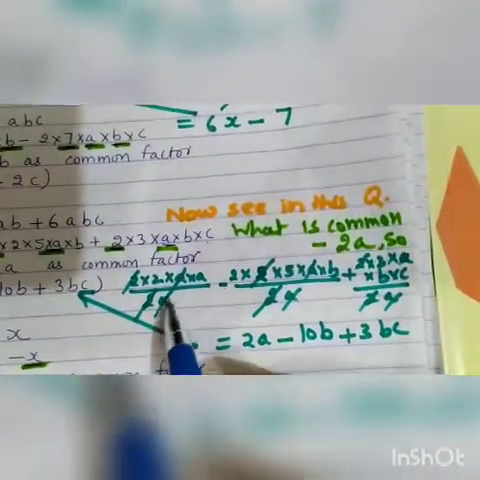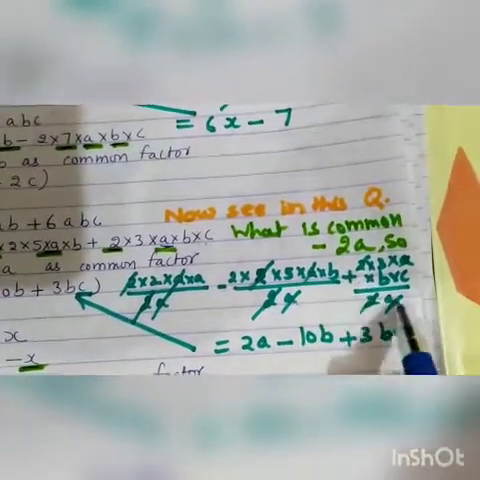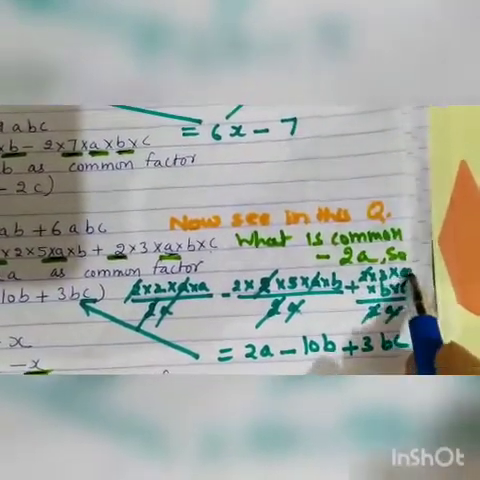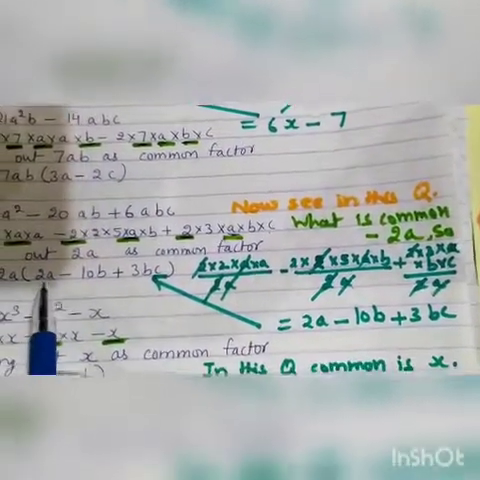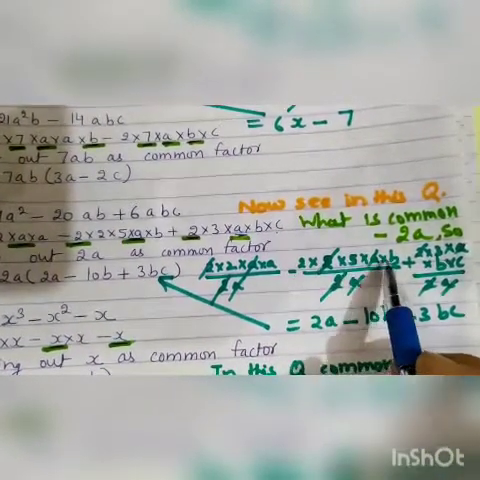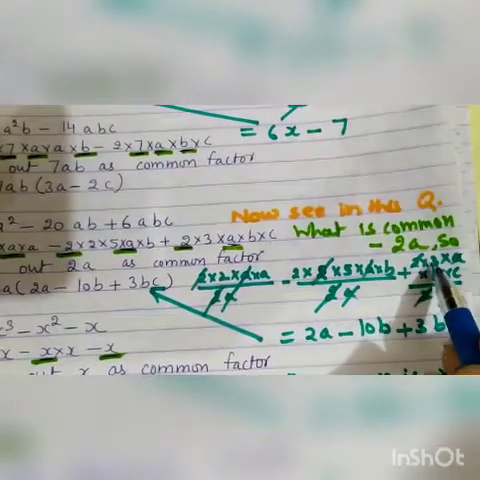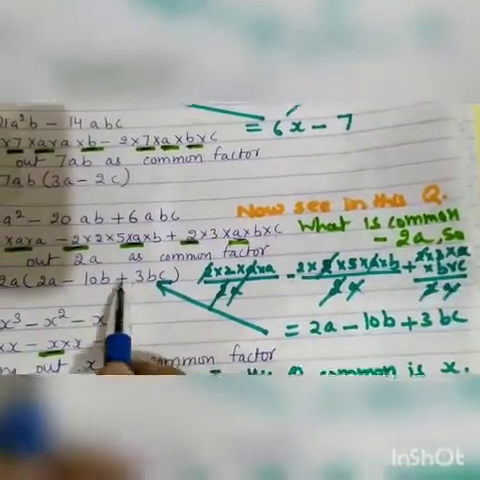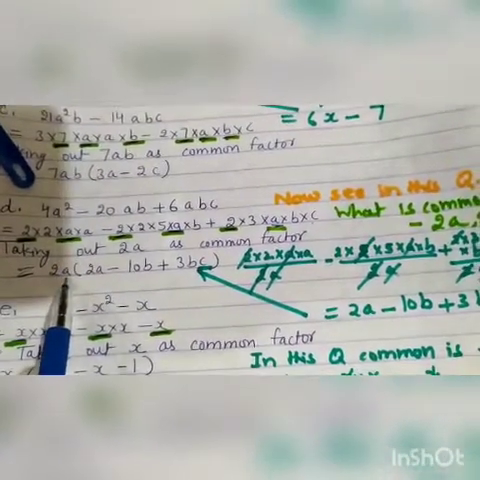In each term, the 2 2 cancels and a cancels. So what is left in the first term? 2a. We will write this 2a here. What is in the second term? 2 5 is 10b. This is 10b, plus what is left here? 3bc. So plus 3bc here and 2a is common.